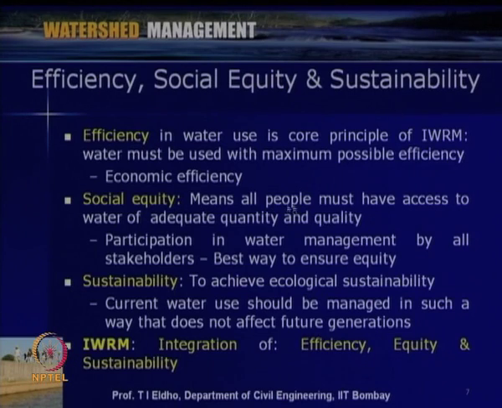Another important issue in integrated water resource management is social equity. Social equity means all people must have access to water of adequate quantity and quality. This is a very important issue. Within a watershed, whether people are poor or rich, it doesn't matter. As far as water is concerned, adequate quantity and quality of water should be available for all their needs, including drinking, sanitation, agriculture, or any other needs. Participation in water management by all stakeholders in development plans and implementation is the best way to ensure equity.